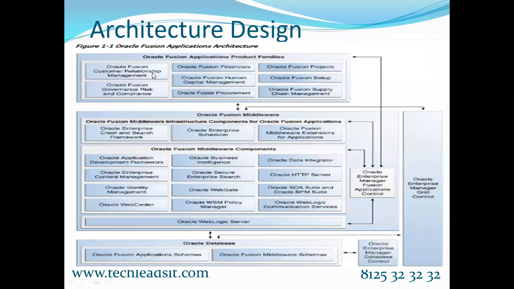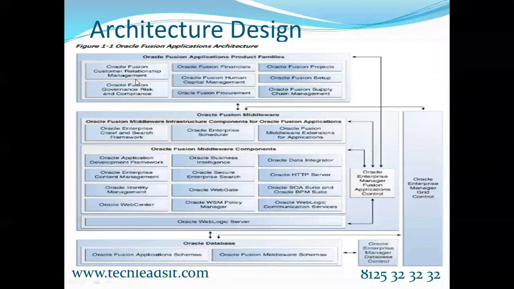In a general application, the architecture is nothing but three layers. Take any generic application: we have a front-end server, an application server, and a database server. In Oracle, the front-end server layer equals the Oracle Fusion Applications product families. The application server layer goes to Oracle Fusion Middleware. The database server layer goes to Oracle Database, which is the last layer.